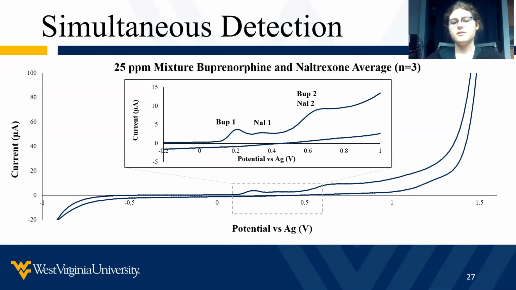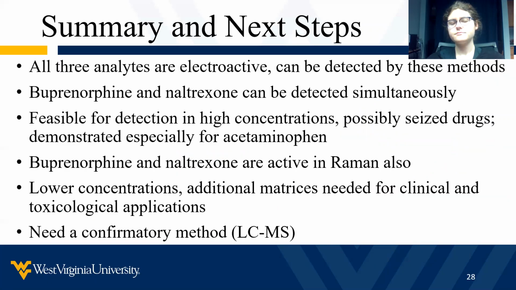So for the simultaneous detection, I'd like to show that as predicted by the overlay, you can see the buprenorphine and naltrexone peaks are separate, although it would be best if we could separate them even more. They can be distinguished from each other, and this is the most important one since those are the ones in the calibration curve, so those would be the ones we would use to quantitate any type of samples.